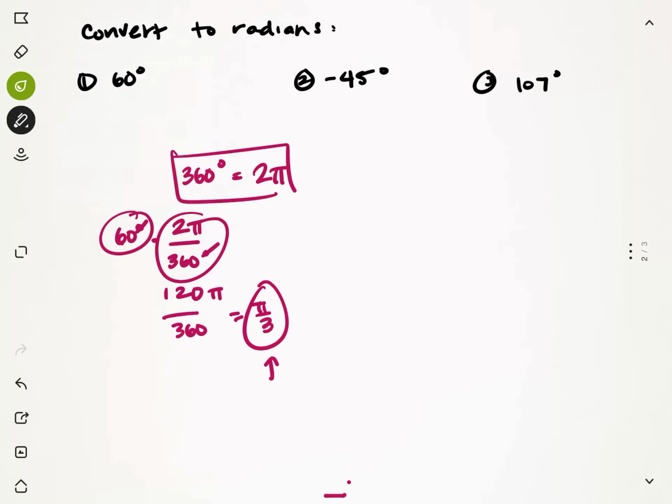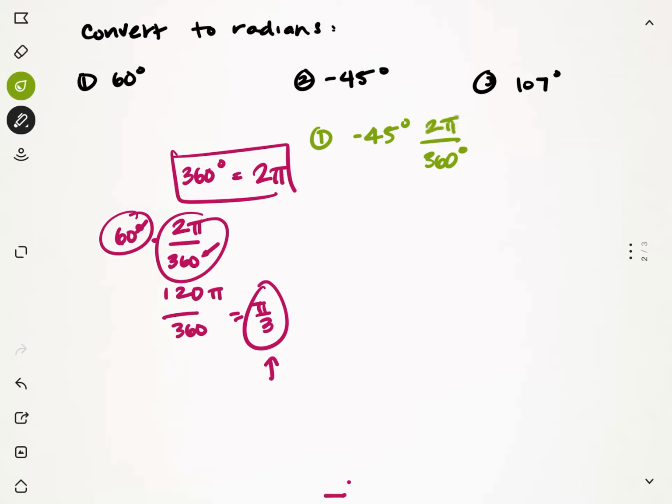Let's do it for negative 45 degrees. So step 1, again, we're going to start off with our negative 45. We want to cancel the degrees, so we're going to put the 360 in the bottom. We're going to put the 2 pi on top. And we're just going to start simplifying.